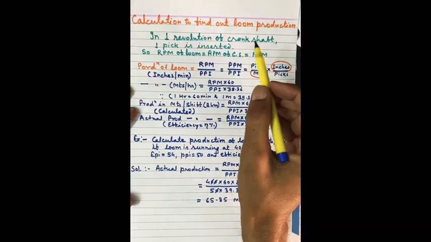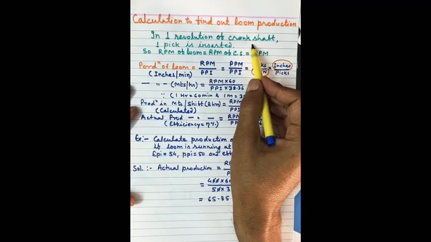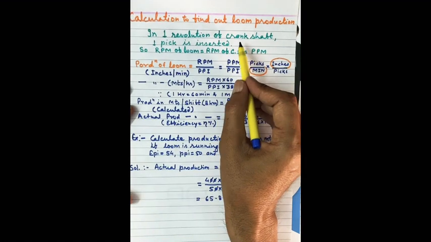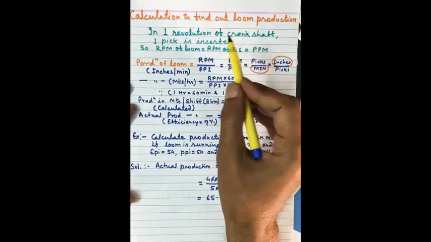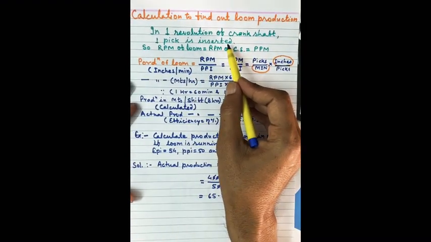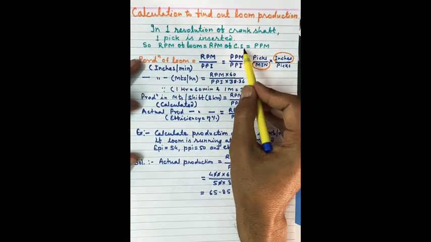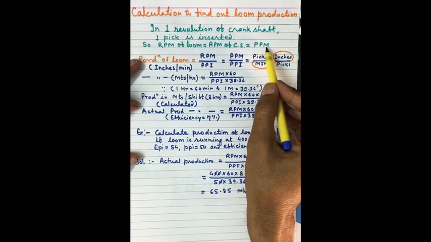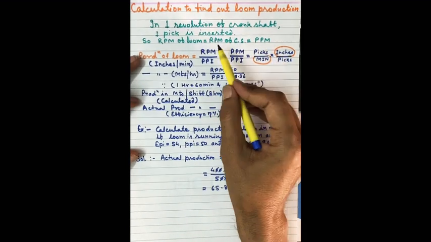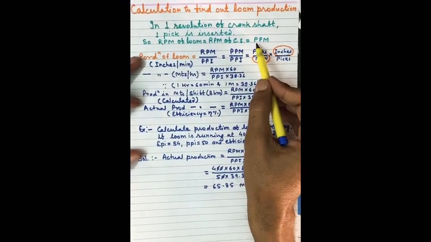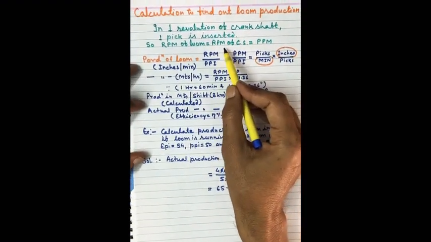If the crankshaft is revolving at 400 rpm, it means the loom rpm is 400, and in one revolution of the crankshaft one pick is inserted. So we can say the rpm of the loom is equal to the rpm of the crankshaft, which is equal to picks per minute, because in one revolution of the crankshaft one pick is inserted. So ppm, picks per minute, will be equal to revolutions per minute.